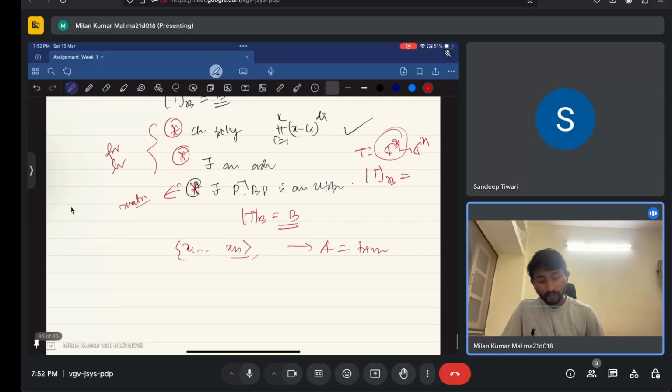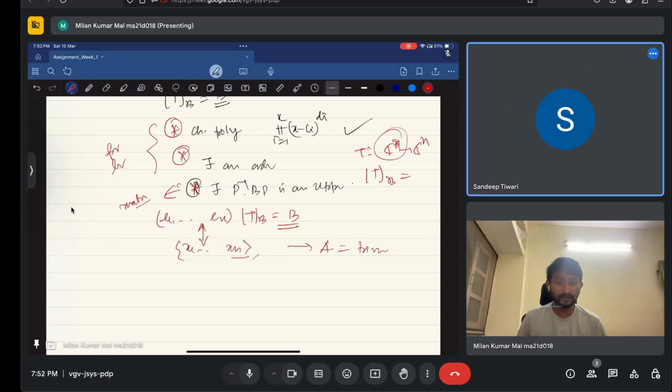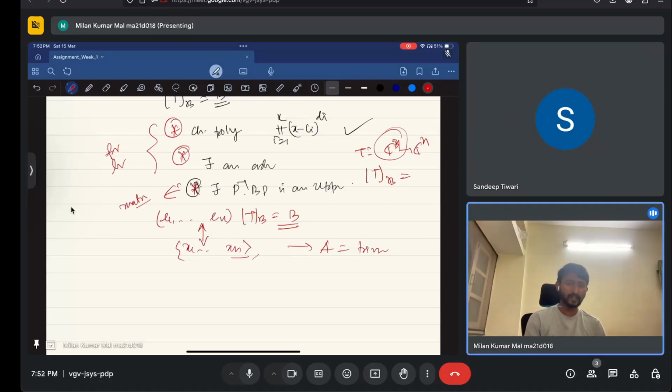Now, if I write the standard ordered basis as e1, e2, ..., en, that means 1 in position i and all other entries 0. Then there must exist a linear operator which transforms these two ordered bases, which maps ei to xi. That is the change of basis matrix, that is P. There is nothing fancy, that is P.